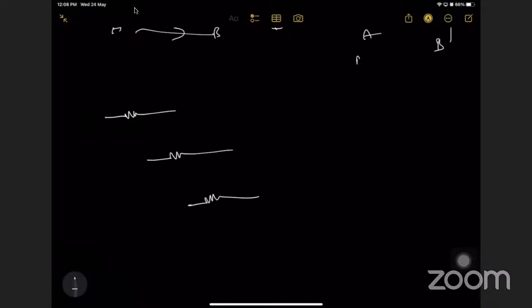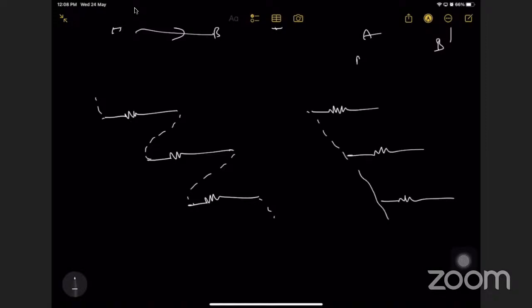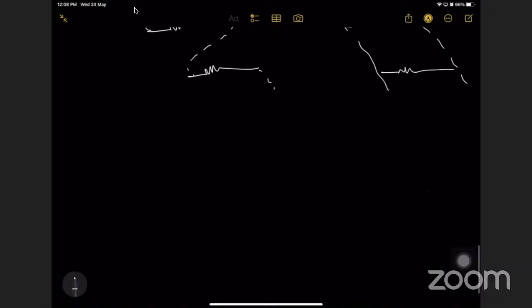Are they in series or in parallel? We cannot tell right now. We still can't tell because we didn't connect them. Now they are connected like this. Series. Yes. If they are like this and I connect them like this, parallel.